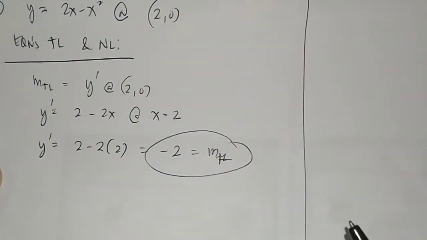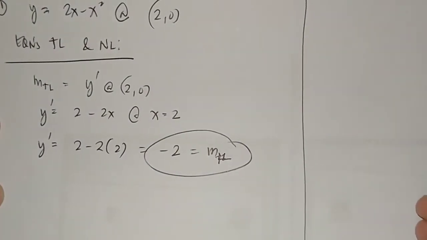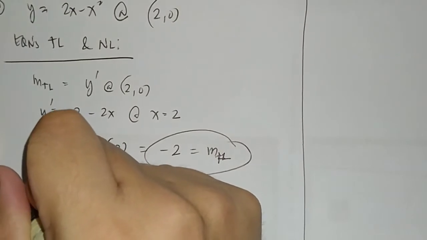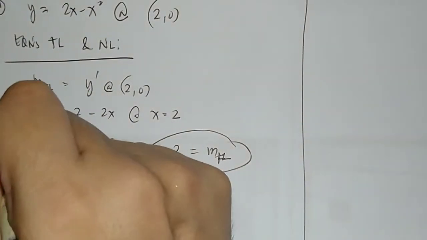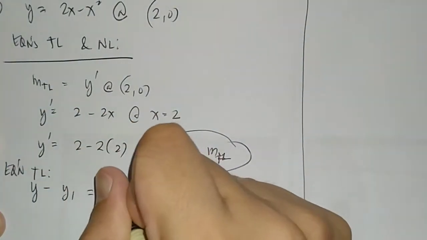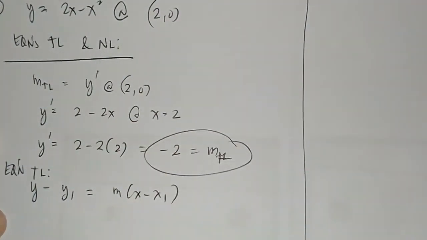So if that's the slope of our tangent line, then we can get the equation of the tangent line, which can be taken using the point slope form, y minus y sub 1 is equal to m times x minus x sub 1.